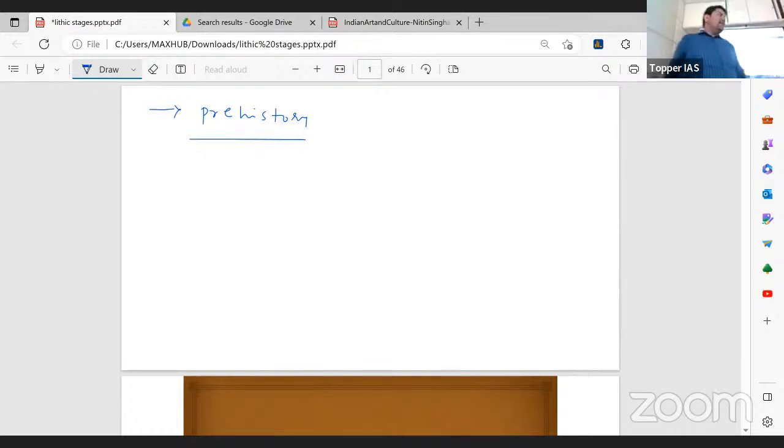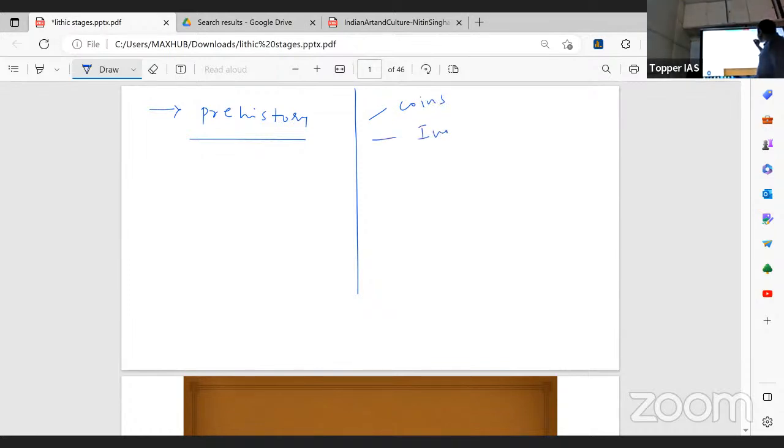We know that. So how do we reconstruct history? There are different sources. For example, coins are one of the sources. Inscriptions are another source. Then the Archaeological Survey of India conducts digging. Coins, inscriptions. Inscriptions are nothing but written records.